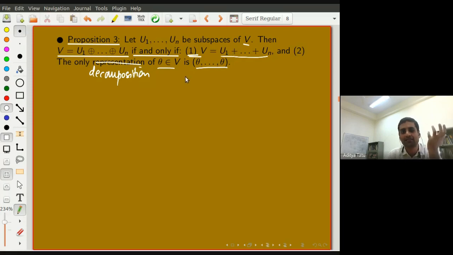Again, the second condition is special in the sense that if I can guarantee that the additive identity has a unique decomposition, then it's guaranteed that every other vector will also have a unique decomposition. Does it make sense?